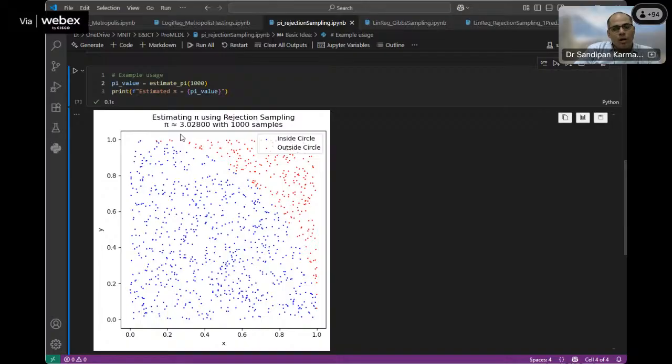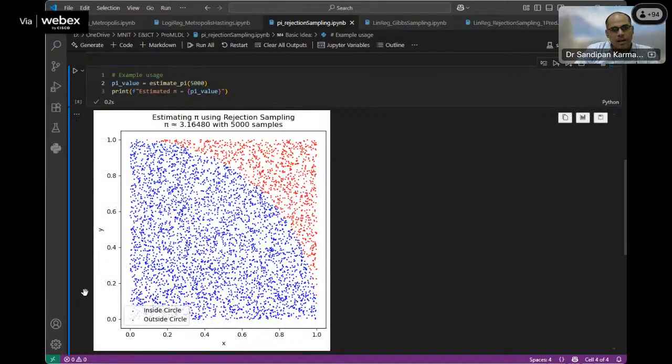So your central limit theorem, law of large numbers, and all these things basically come into the picture. They will be telling you to sample as much as possible, and you'll get a more precise result. So instead of 1000, if I create 5000 samples, then you'll see that the pi value is 3.16. It is actually more than 3.14.